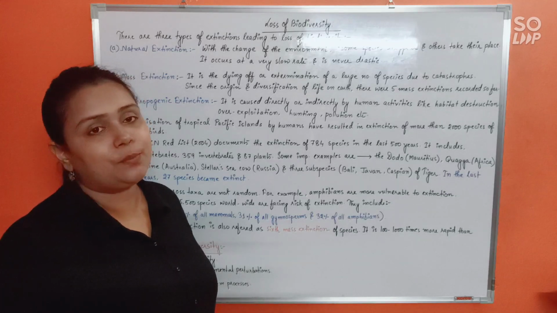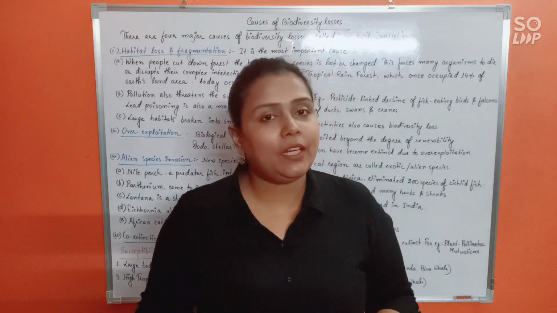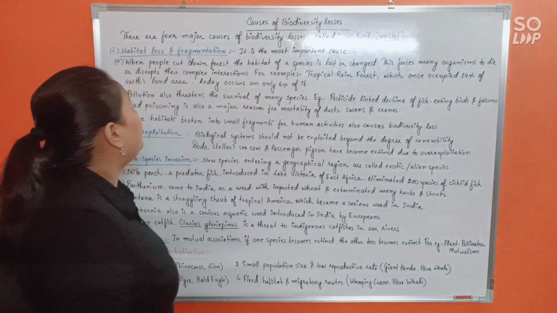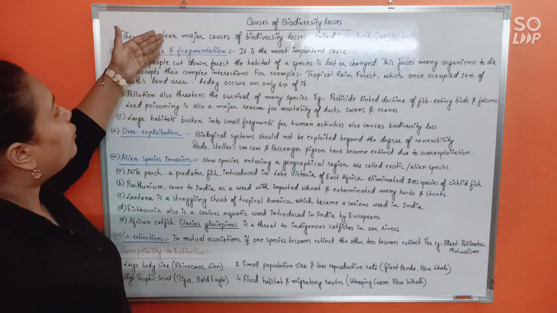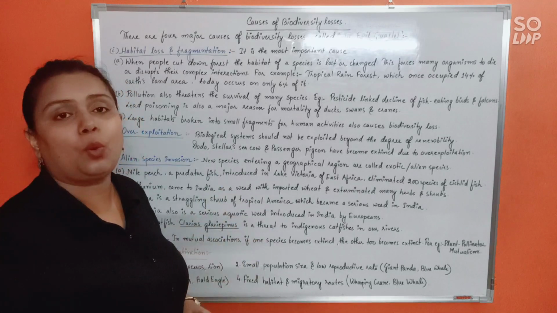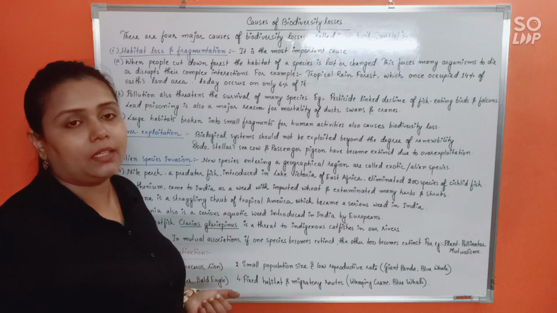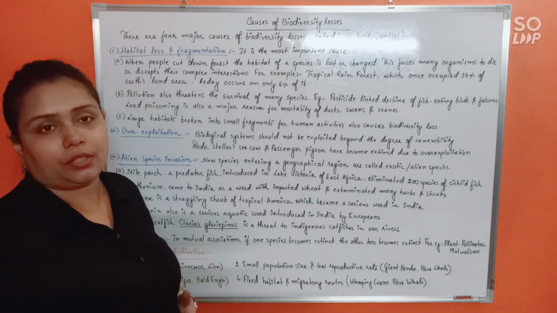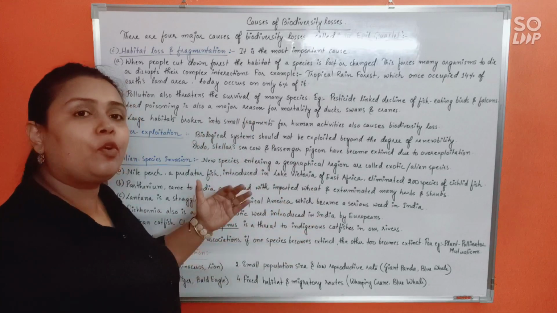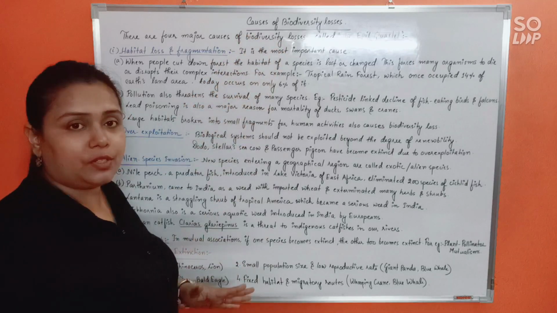Alright, next let us move on to causes of biodiversity loss. So now let us discuss the causes for biodiversity loss. There are majorly 4 causes of biodiversity loss, referred to as the evil quartet. Sometimes in the exam the question can be asked in a manner such as, explain the evil quartet in detail. So the evil quartet means the 4 basic reasons that cause biodiversity loss.